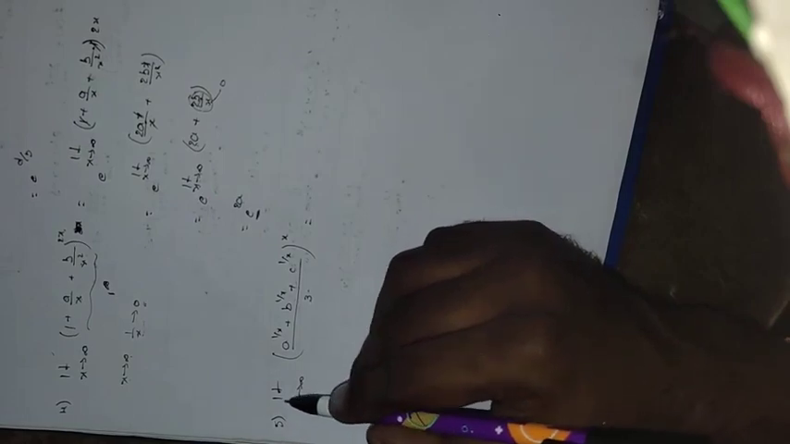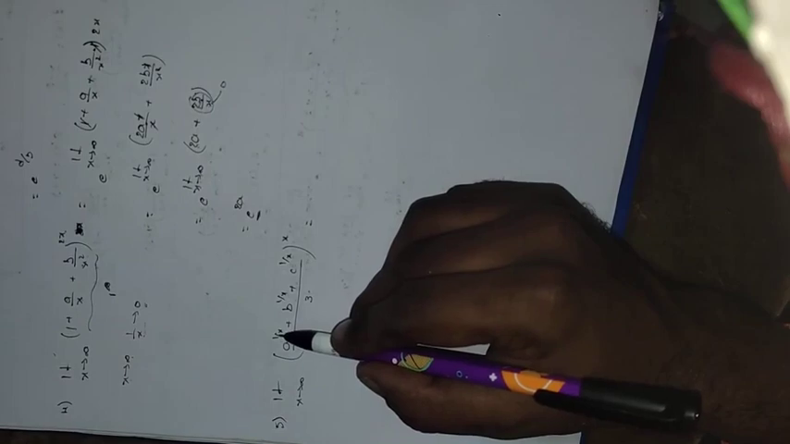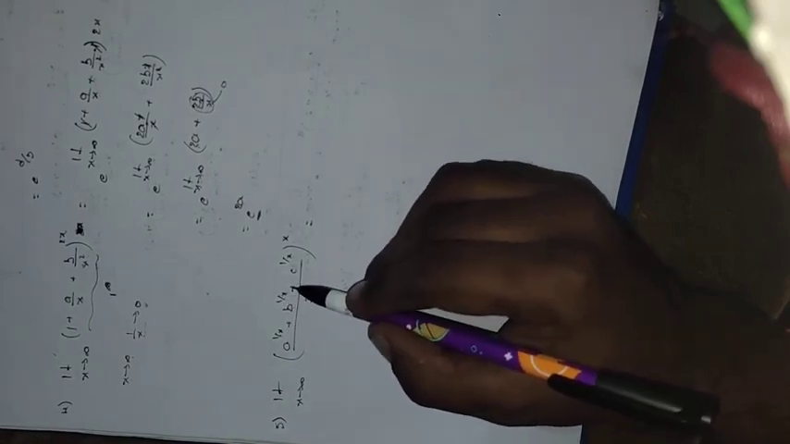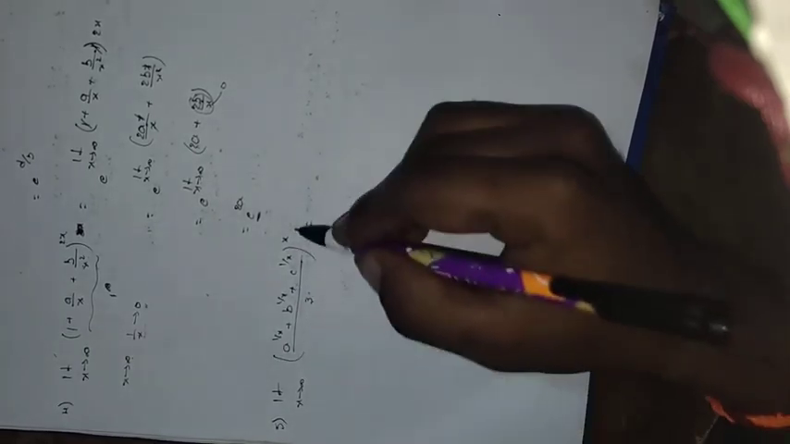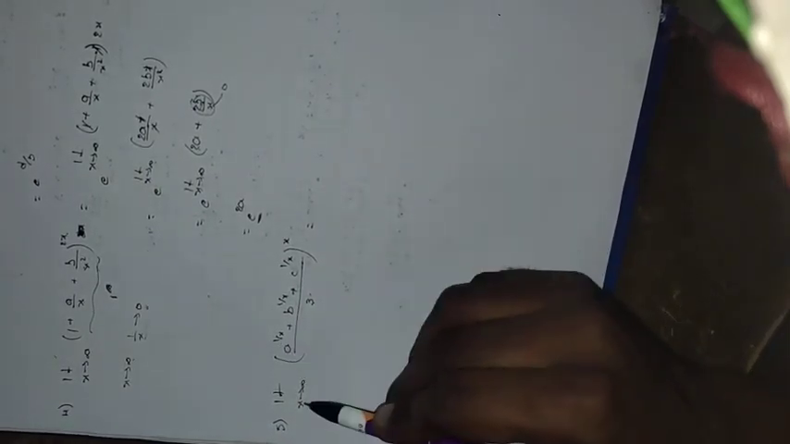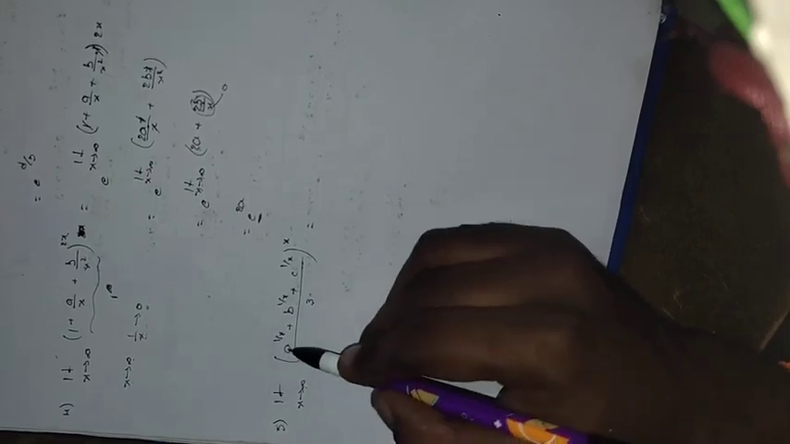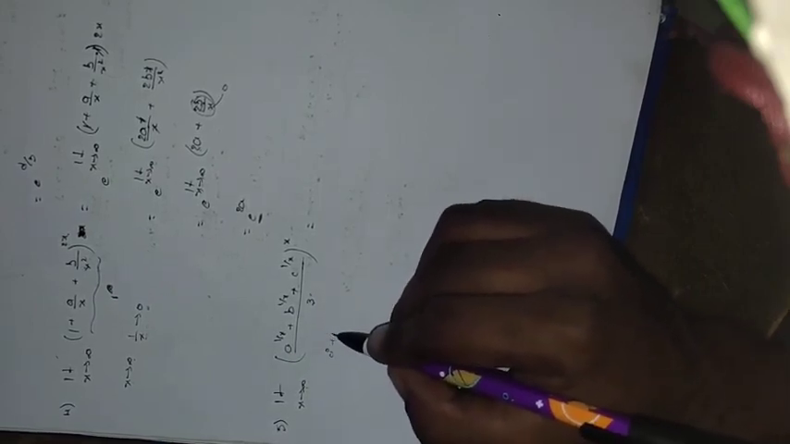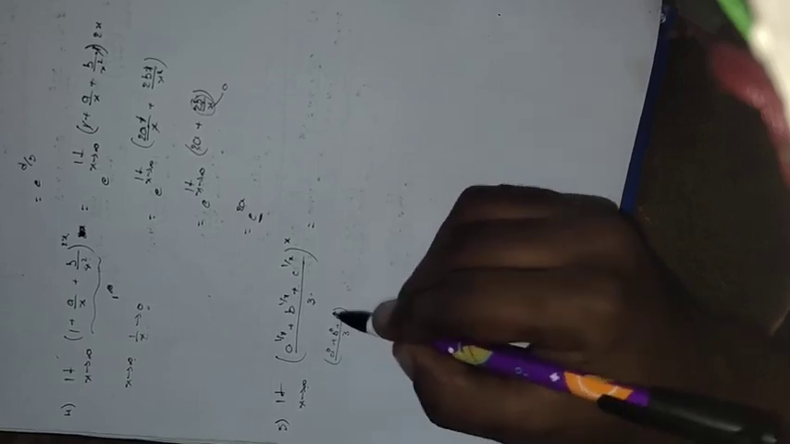Okay. Next question: limit x tends to infinity of ((a^(1/x) + b^(1/x) + c^(1/x))/3)^x. First of all, we just apply the limit, substituting as it is, meaning x tends to infinity. We know the value of 1/x is 0 when x tends to infinity. So it becomes ((a^0 + b^0 + c^0)/3)^infinity.